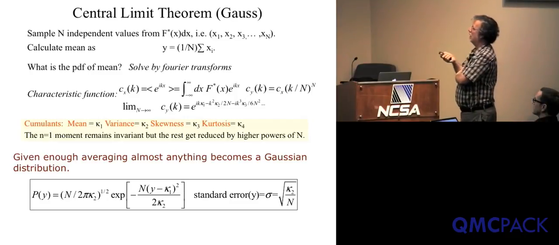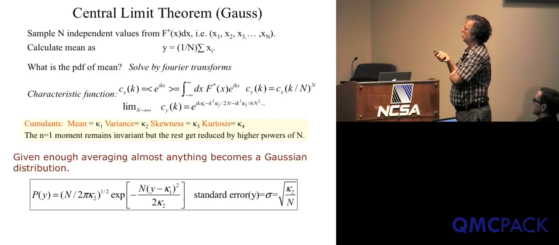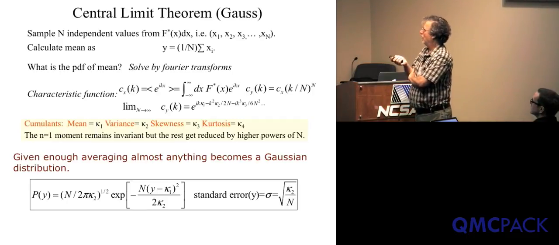If you sample n independent values from some distribution, you calculate the mean as the average value over those values. This is actually the proof of the central limit theorem, which I won't bore you with, but you can prove it using Fourier transforms. But given enough averaging, almost everything becomes a Gaussian distribution. So y is the average variable, right? And so what is the distribution of the mean? This is the distribution of the mean, and it's a Gaussian.